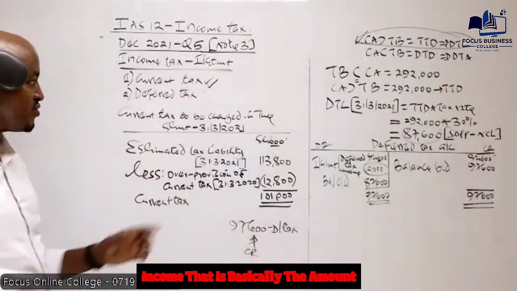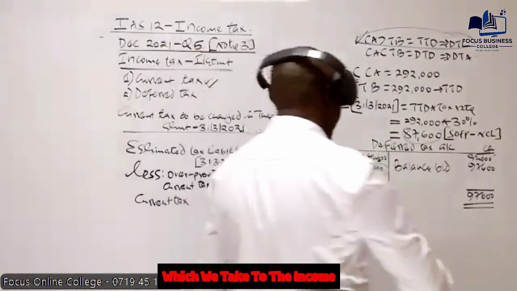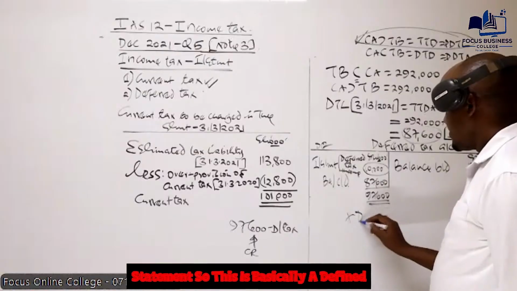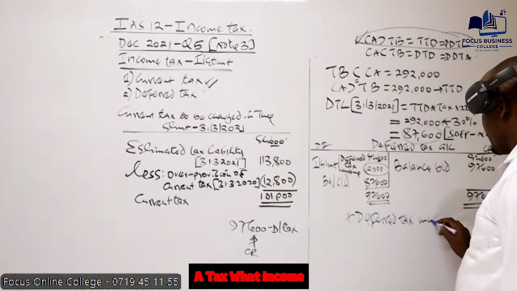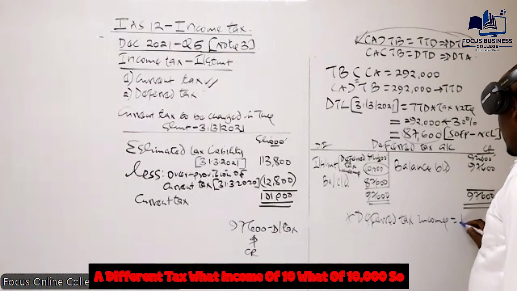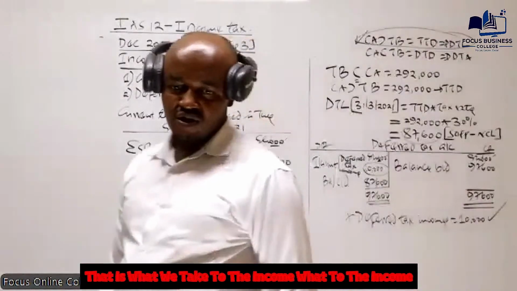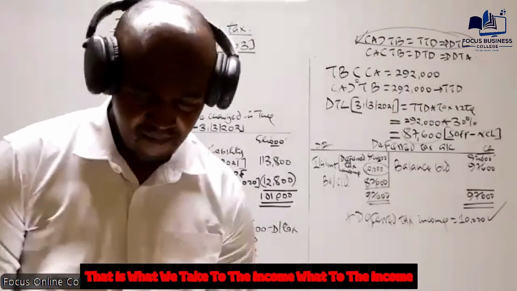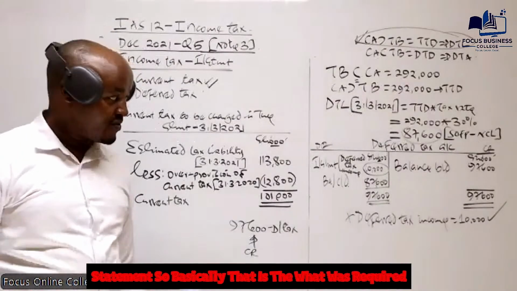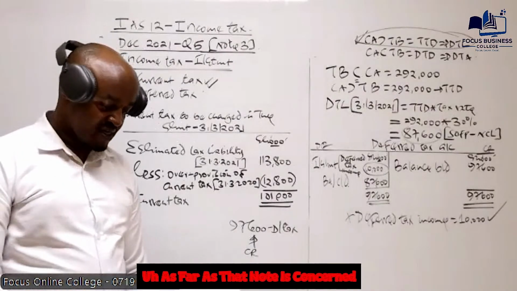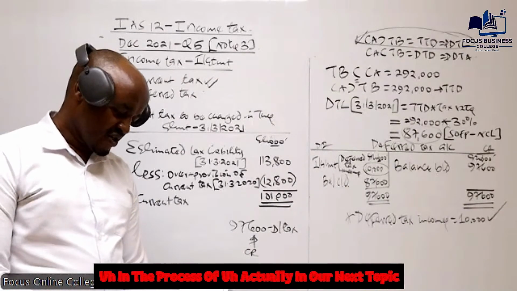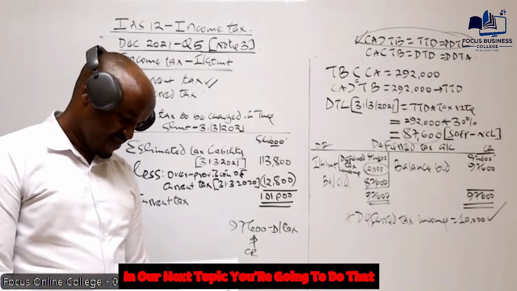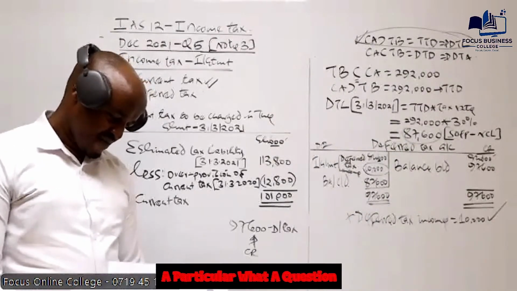That is basically the amount which we take to the income statement. So this is a deferred tax income of 10,000. That is what we take to the income statement. So basically that is what was required as far as that note is concerned, although I've said we will do that question in our next topic.